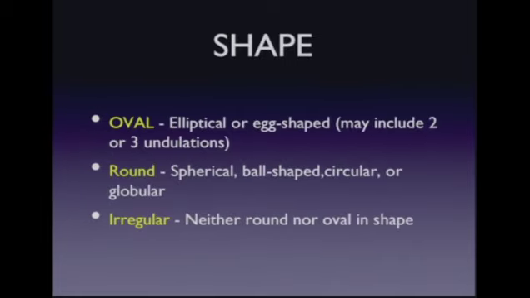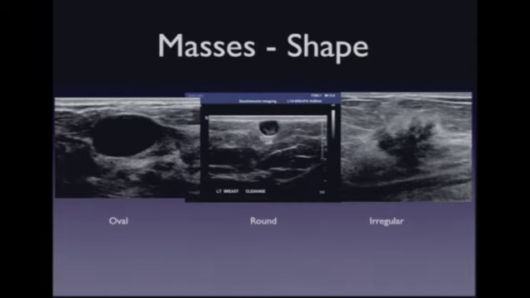In terms of masses, one thing that we want to describe is shape. This can be either oval, which is elliptical or egg-shaped and may include 2 or 3 undulations; round, spherical, ball-shaped, circular, or globular; or irregular, neither round nor oval in shape. And here are some examples of these 3: oval, round, and irregular. Oval is usually characteristic of a benign lesion. Round is intermediate, and irregular is more suspicious for a malignant lesion.